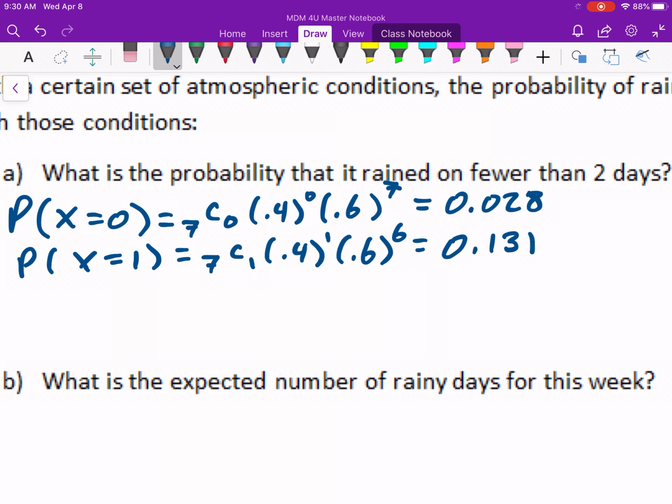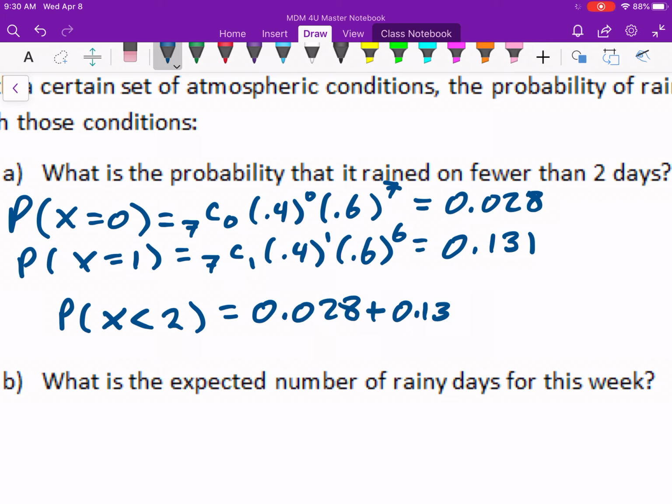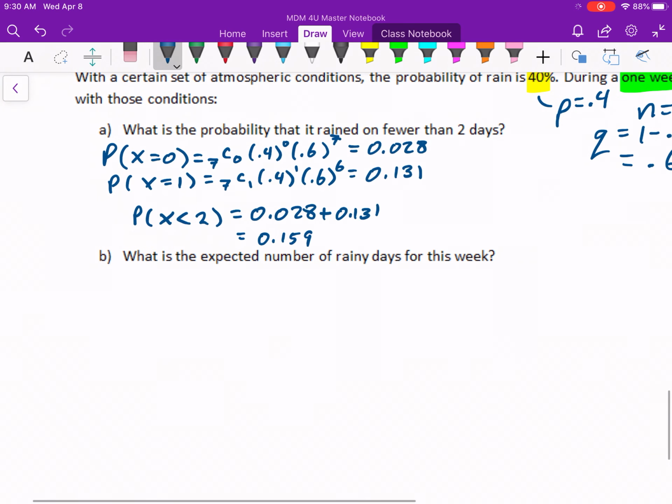So the probability that it's fewer than 2 days is going to be 0.028 plus 0.131. Just add those two together, which equals 0.159, or about 16% probability that it rains on less than 2 days.